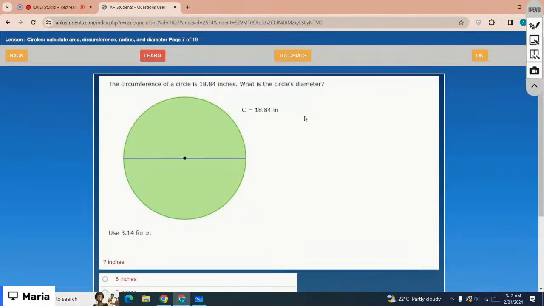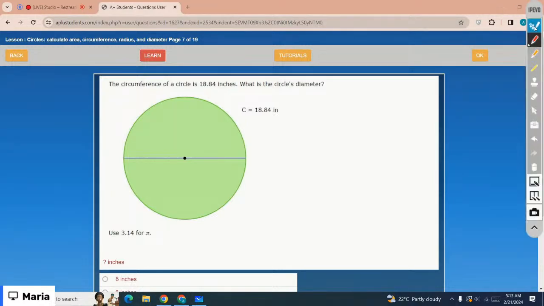Okay, the next one is: the circumference of a circle is 18.84 inches. What is the circle's diameter? So you are given the circumference of the circle now and you have to calculate the diameter. So we know that when we need to find the circumference in terms of diameter, that is C equals pi d, right? You are given the circumference, that is 18.84.